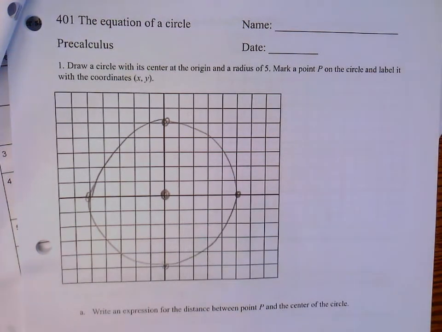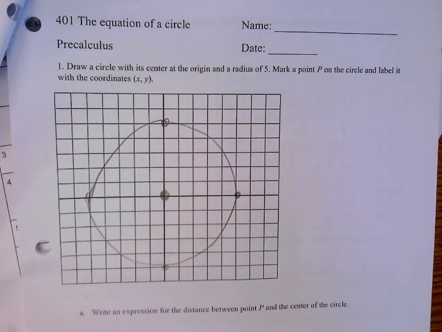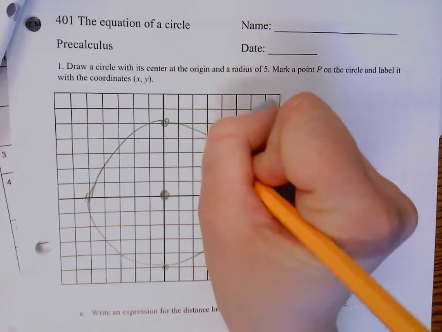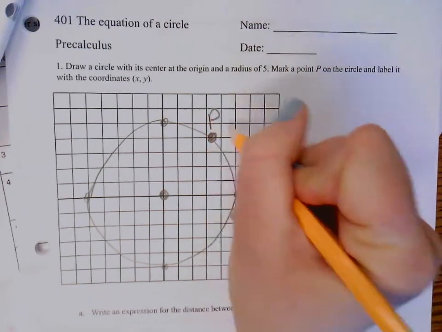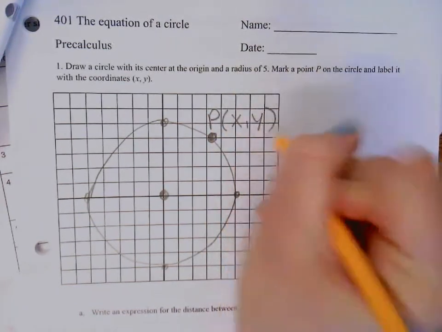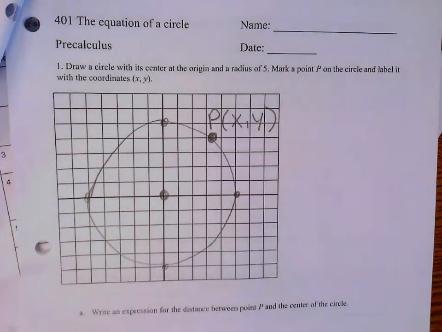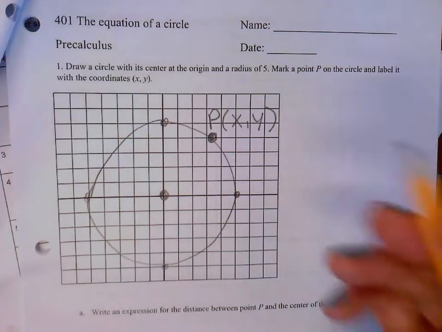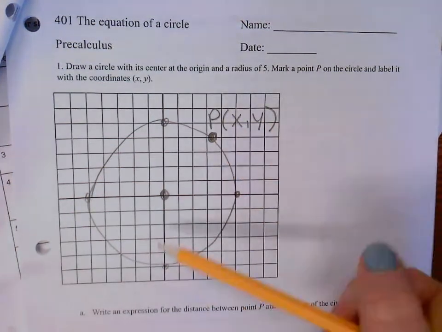It said mark point P somewhere on the circle. So I'm just going to make this point P, and I'm going to call that X comma Y. That way P could be anywhere; it doesn't have to be at that specific coordinate on the circle. So they want us to write an expression for the distance between point P and the center of the circle.